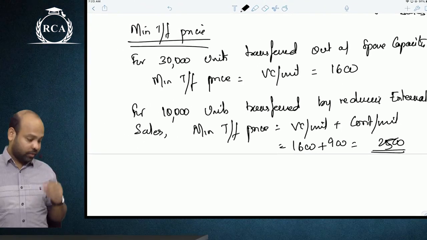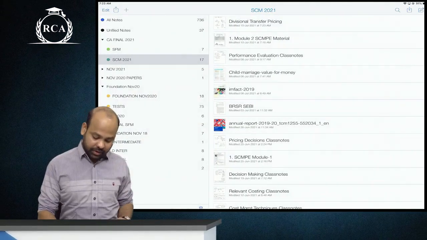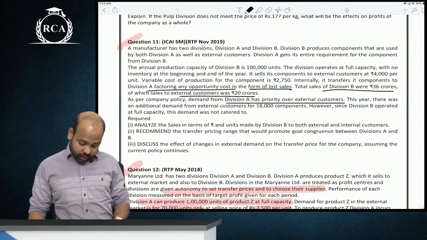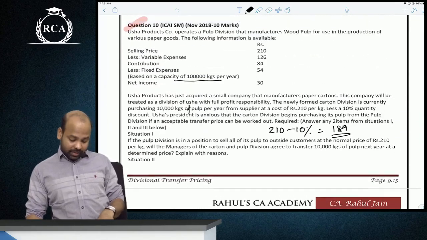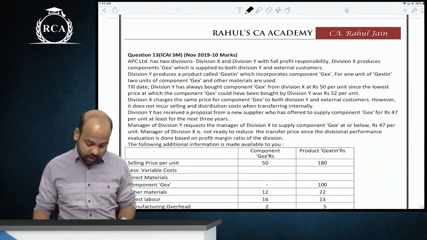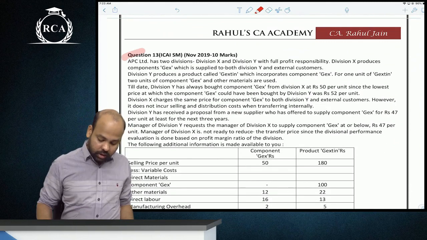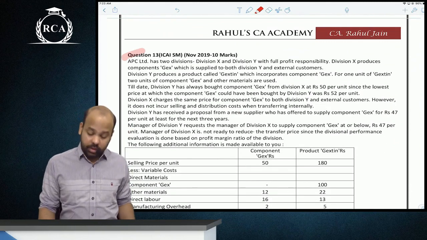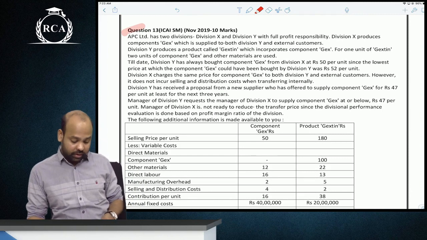Next question, guys. Question number 13. That came in the examination, again for 10 marks. These are all simple questions that have been appearing in the examination. Question number 10 came in the November 2018 attempt for 10 marks. Now question number 13, guys, came in the November 2019 attempt for 10 marks. Let us go through the question, guys.